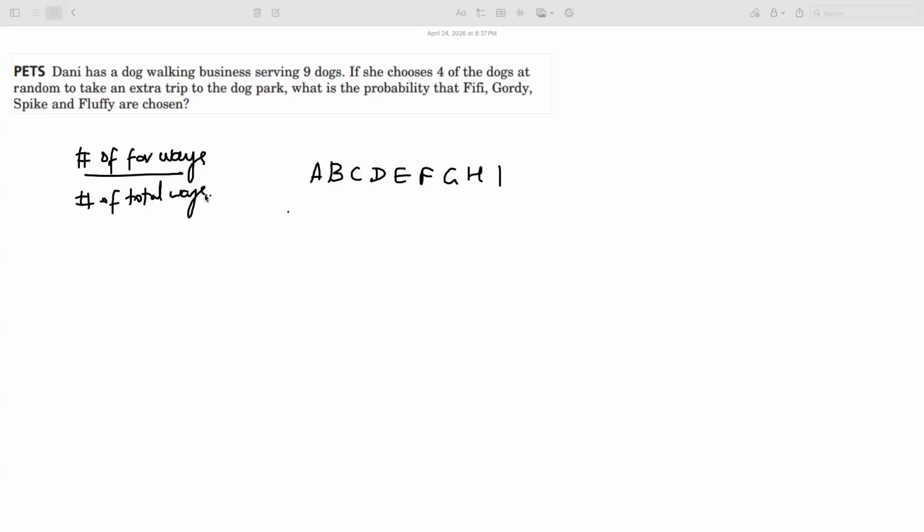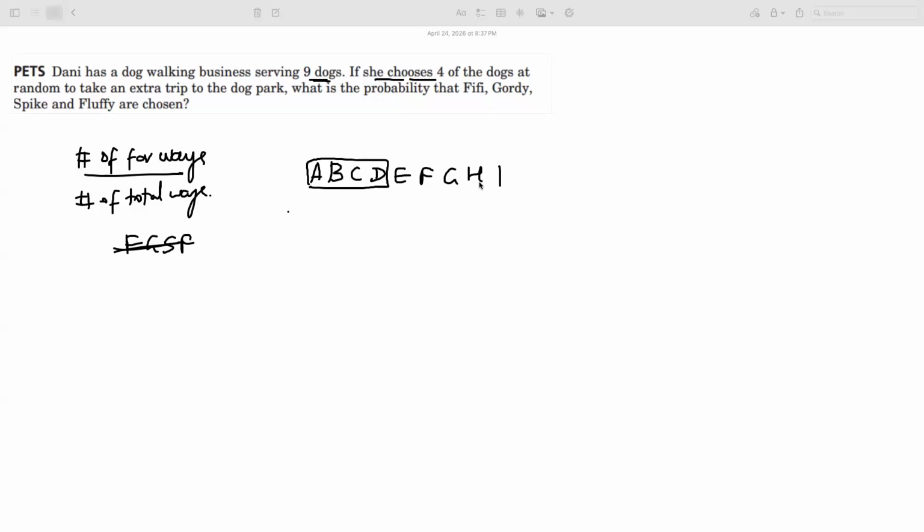Okay. Now, Danny's dog business is serving 9 dogs. She chooses 4 of the dogs at random. Okay, favorable ways is what? Choosing Fifi, Gordy, Spike, and Fluffy. Let's say they're A, B, C, D. Okay, number of favorable ways is, if I choose A, B, C, D, that's my favorable way.